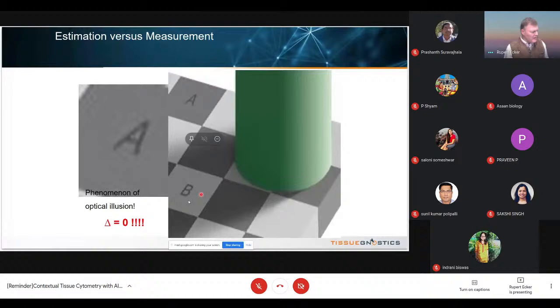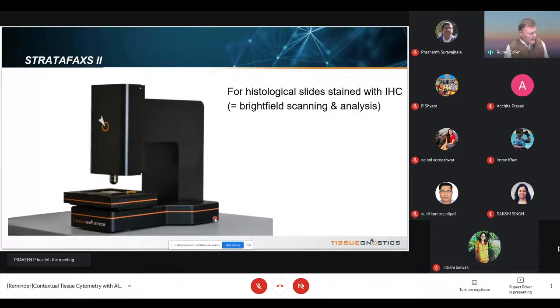This is an optical illusion. It comes from the fact that this area is surrounded by brighter areas, while this area is surrounded by even darker areas. And therefore we have the impression they are different, but they are not. And to be able to quantify on the single cell level how much of a certain molecule is present, that is what tissue cytometry is all about, similar to flow cytometry.